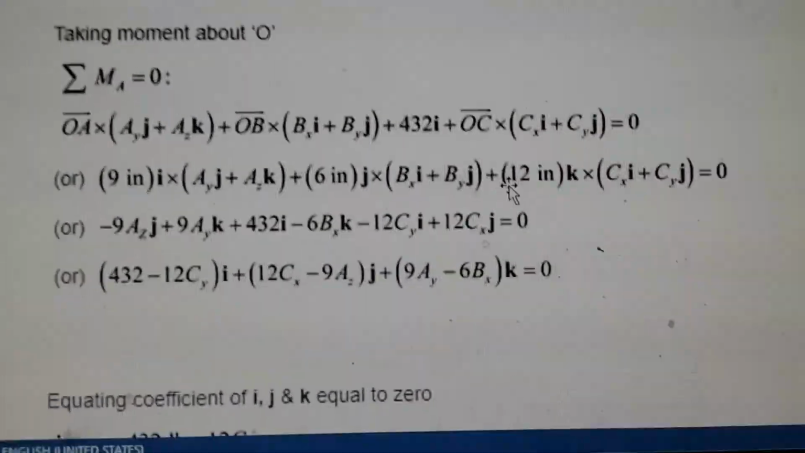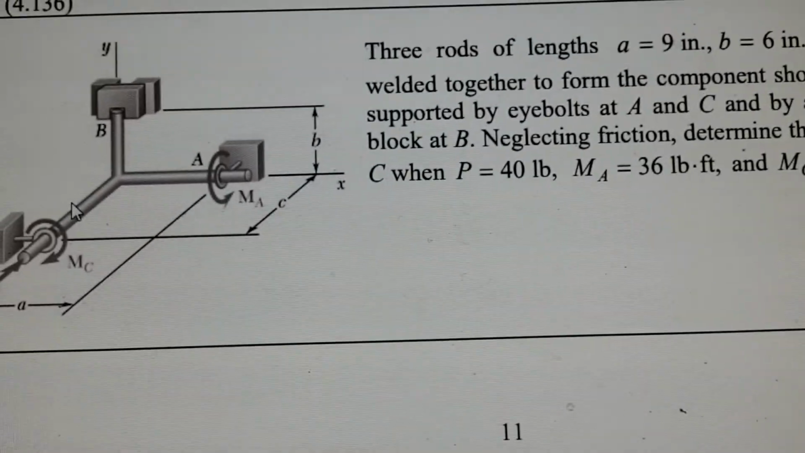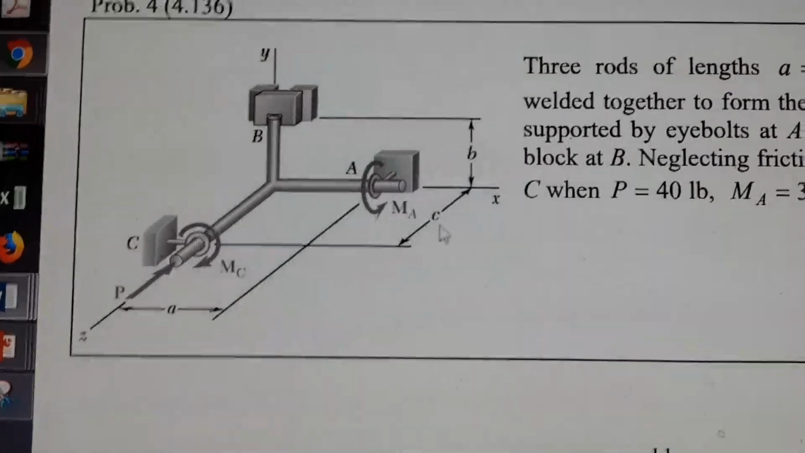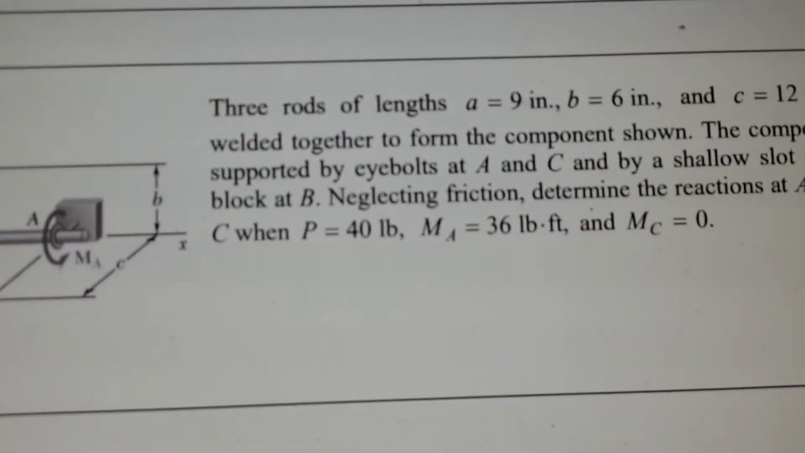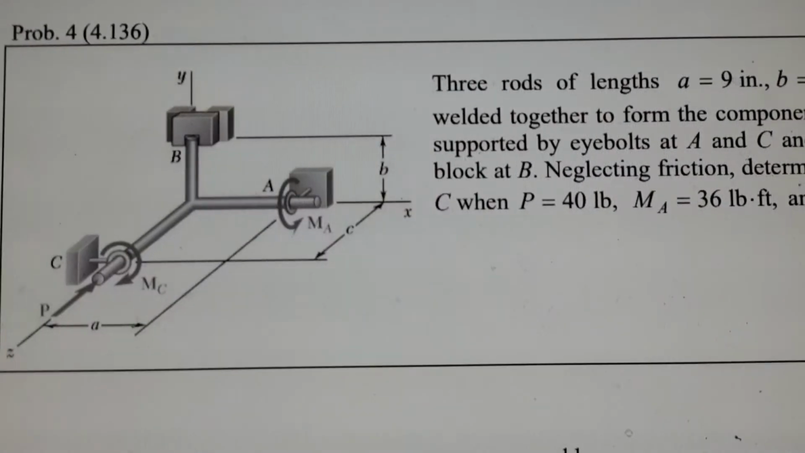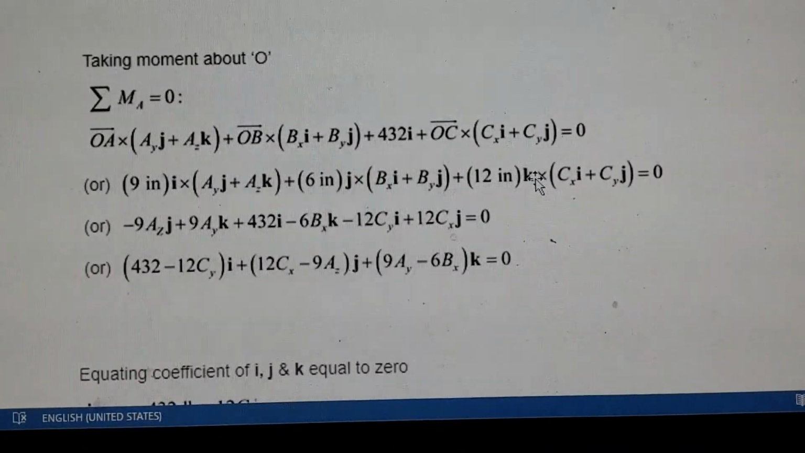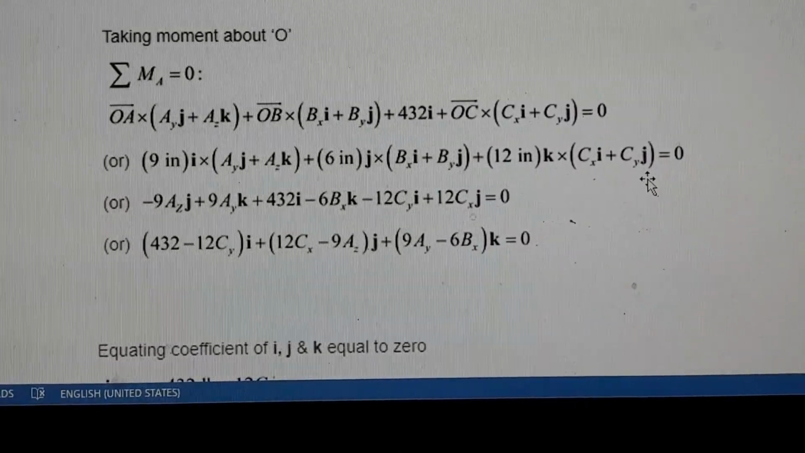And OC, let's go to OC. You can see it here: C is in the Z, C is 12 K. So 12 K cross CX I plus CY J.